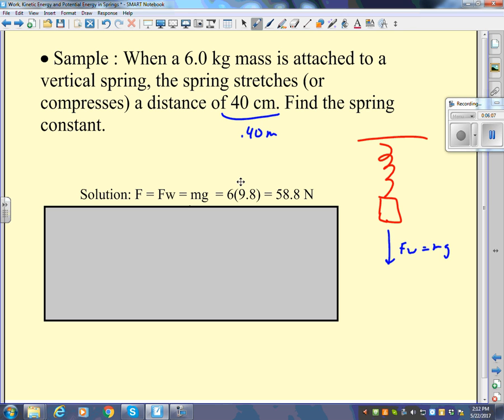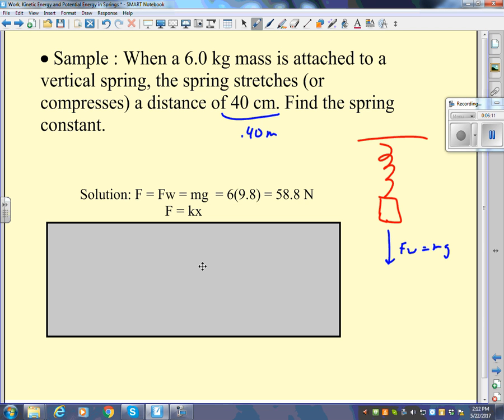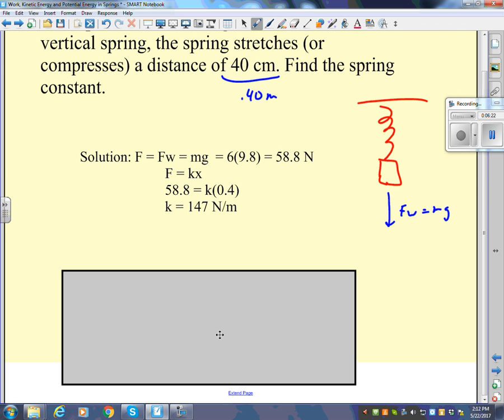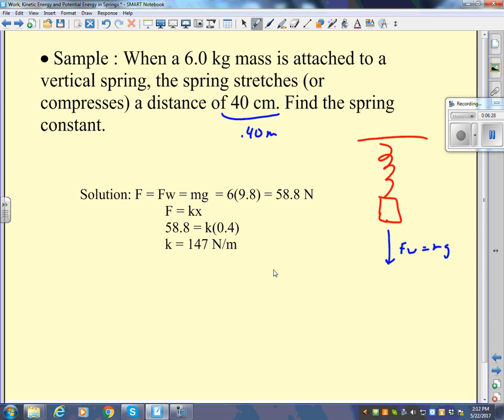We're solving for the spring constant. F equals kx is the formula, Hooke's law formula, F equals kx. And so 58.8 is our F, and our x is 0.4 meters. Substitute that in, and you get a k value of 147 newtons per meter. That is the spring constant for that particular spring. Again, just a reminder, every spring has its own constant.